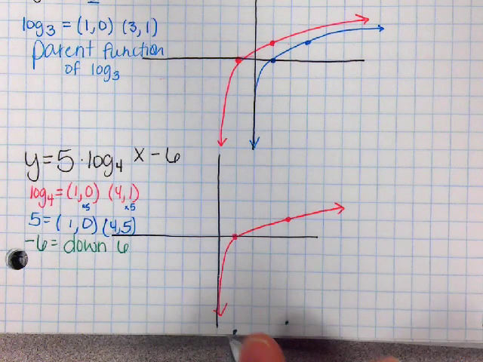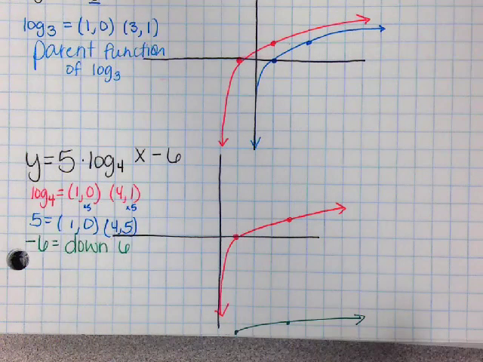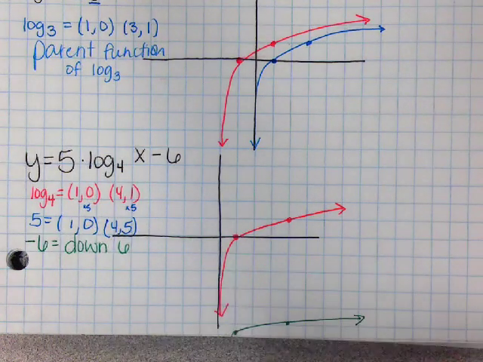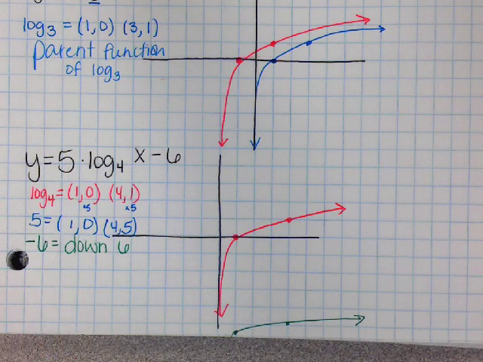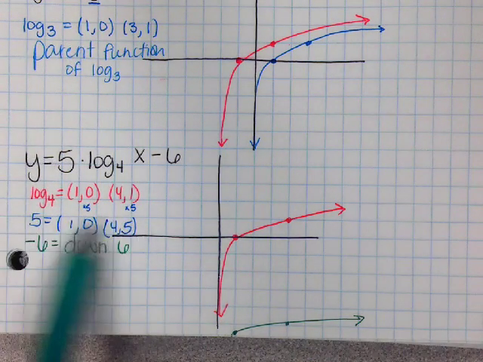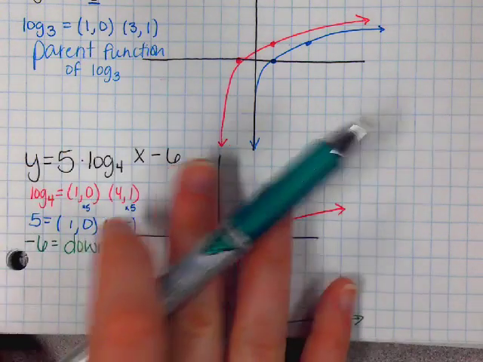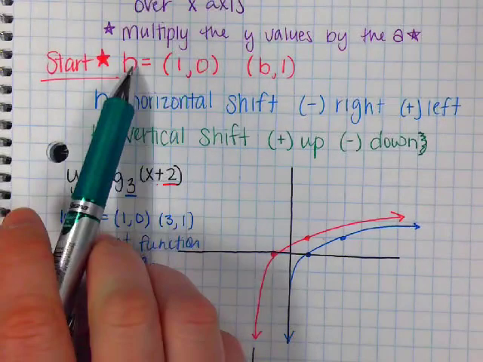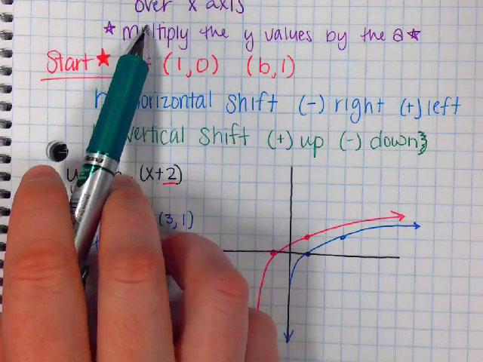So you always have to multiply by the a value, and then you're going to transform. You're going to find the b, find the 2 points, then multiply by the a value, then shift up or down, left or right. So that's the order that you have to do your transformations in.